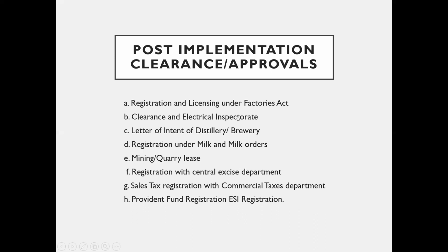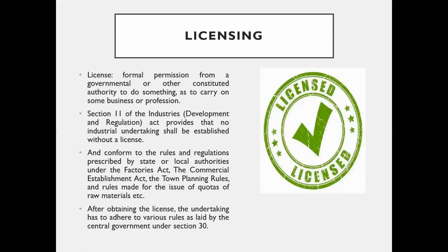Registration and licensing under the Factories Act, clearance from the electrical inspectorate, letter of intent for distillery and brewery, registration under the Milk and Milk Products Order, mining quarry leases, registration with the Central Excise Department, sales tax registration with the Commercial Tax Department, Provident Fund registration, and ESI registration. All this needs to be registered. Let's understand what licensing is.